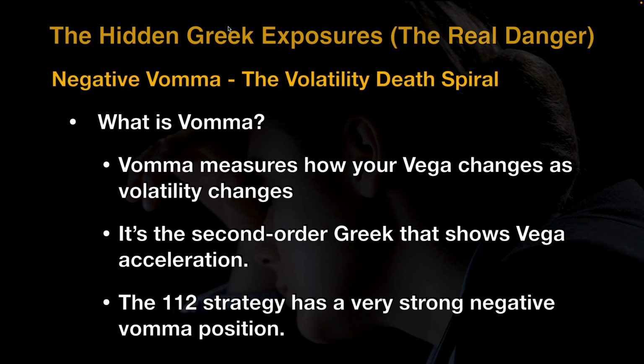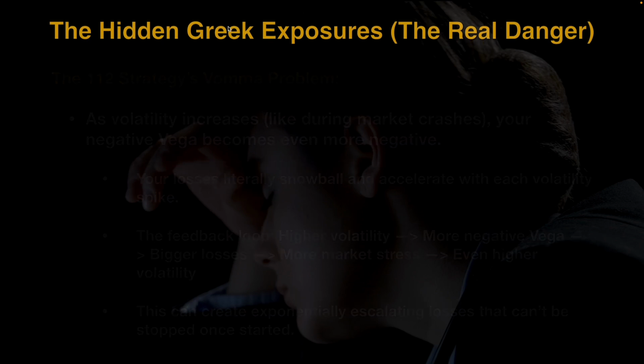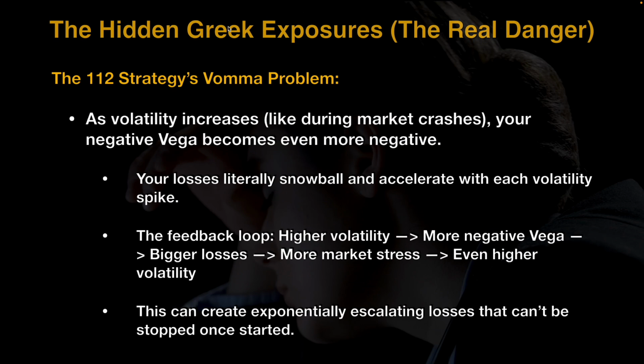Next, let's talk about negative VAMA. And let's review what VAMA is. VAMA measures how your vega changes as volatility changes. It's a second order Greek that shows vega acceleration. And the 112 strategy has a very strong negative VAMA position. As volatility increases, like during market crashes, your negative vega becomes even more negative. Your losses literally snowball and accelerate with each volatility spike.